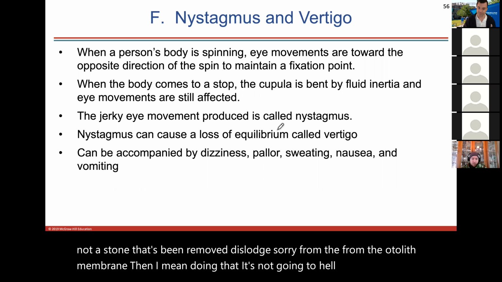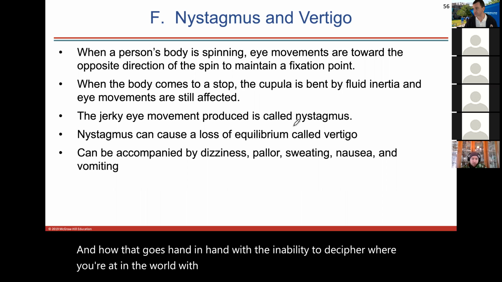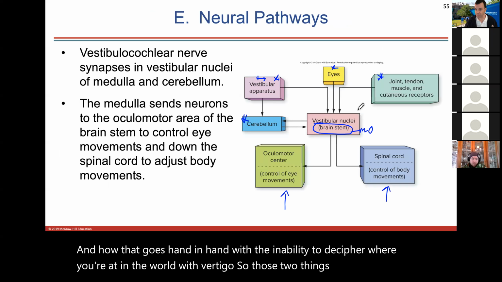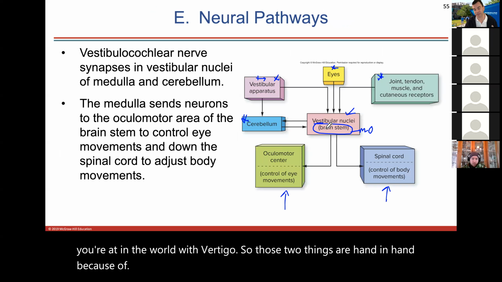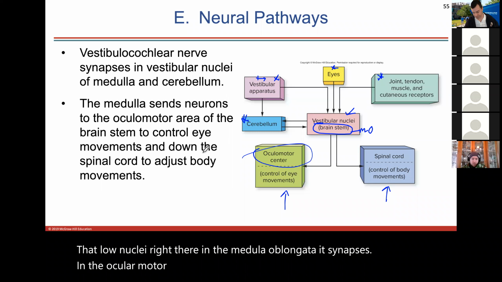Okay, but you can see that nystagmus goes hand in hand with the inability to decipher where you're at in the world with vertigo. So those two things are hand in hand because of that little nuclei right there at the medulla oblongata. It synapses in the ocular motor center, which supplies some of the movements for the eye.